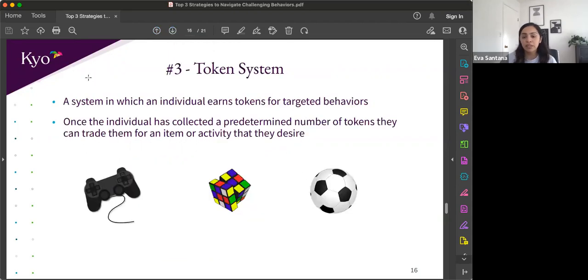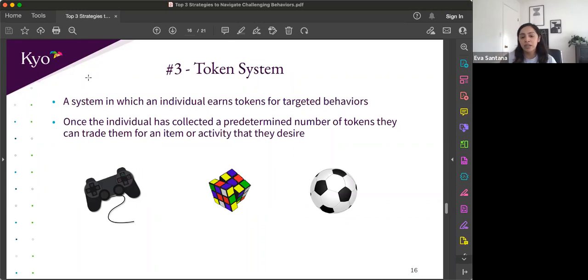Token system. So this is our third effective strategy. Also one of my other favorites. It's a system in which an individual earns tokens for targeted behaviors. Once the individual has collected a predetermined number of tokens, they can trade those in for an item or an activity they desire. So you might see this as a point system, a class point system, maybe a star jar or marble jar, can be just marking tallies on a piece of paper.